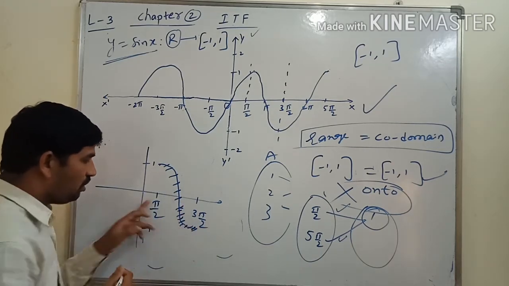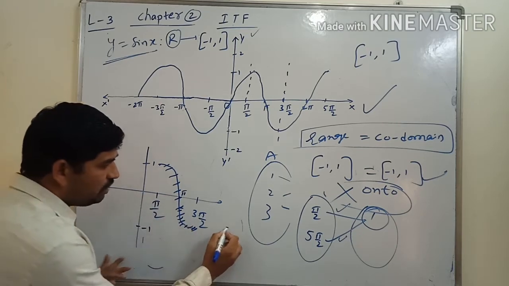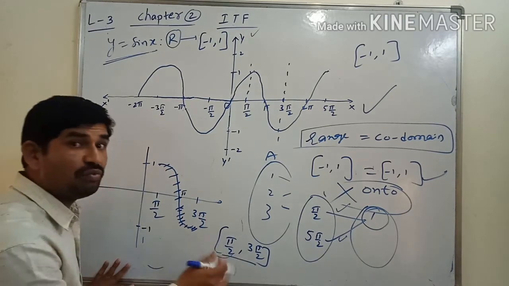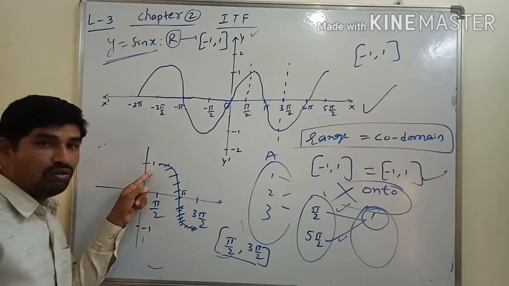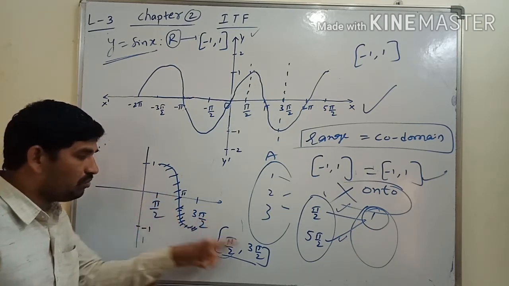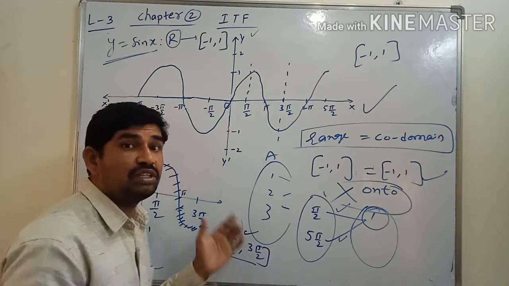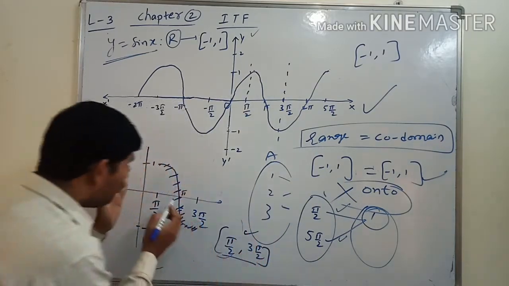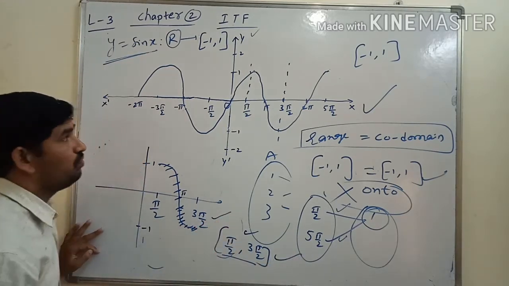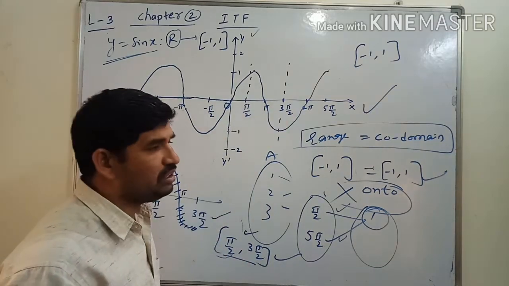The values are pi by 2, pi, and 3 pi by 2. By substituting values between pi by 2 and 3 pi by 2, we are getting different values between -1 and 1. For 90 degrees the result is 1, for pi it is 0, and for 3 pi by 2 it is -1. Like that, substituting different values from this branch, we get different images also. So between pi by 2 and 3 pi by 2 it is a one-one function. We can take pi by 2 to 3 pi by 2 or we can take another branch. Yes, why not?